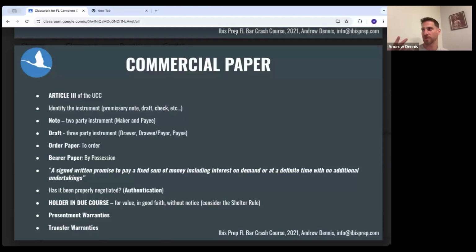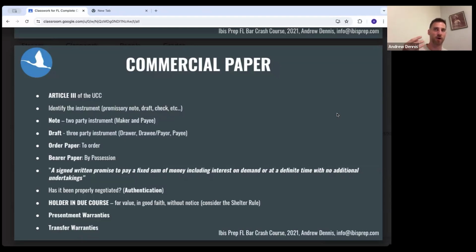So a note is a two-party instrument and a draft is a three-party instrument. A note would be a maker and a payee. A draft would be a drawer, which is pretty much the same as a maker, the person who writes it. A drawee/payor, which would be the bank. The drawee in relationship to the writer, and the payor in relationship to the person who's getting paid on the instrument. So in this situation, we have a note, which is a two-party instrument, and a draft, which is a three-party instrument. We could have order paper or bearer paper.